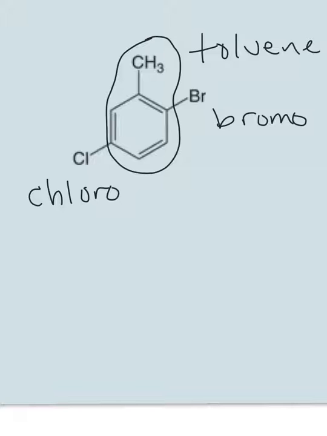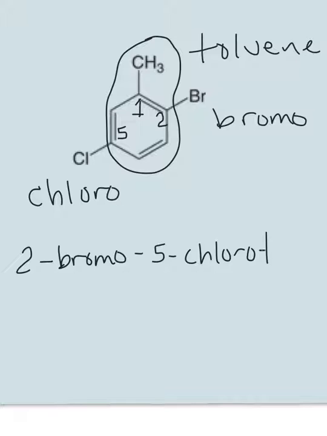So I'm going to definitely number this ring. Because toluene makes up this parent, I'm going to call this carbon number 1, where the methyl group is. The bromine is right next to it, so that'll be carbon number 2, 3, 4, 5. So the chloro is at carbon number 5. So the way that you would name this is just to put the branches in alphabetical order. So I'll start with the bromo. It's 2-bromo-5-chlorotoluene, T-O-L-U-E-N-E.